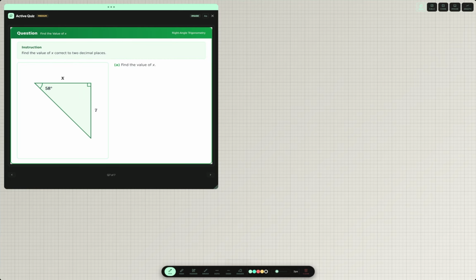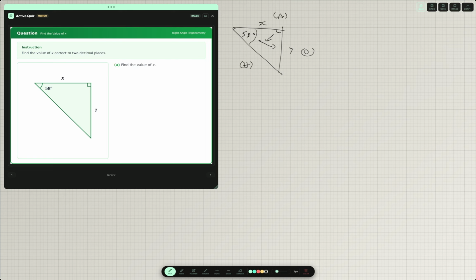Okay, one last one. Here's our triangle. It's got a 7 here, 58 degrees is here, and our unknown side is here. So what have we got? We got to label each side. Well, we have the side opposite to the angle, so we have an opposite. We don't have a hypotenuse, there's nothing opposite to the right angle, so that means that this is adjacent.